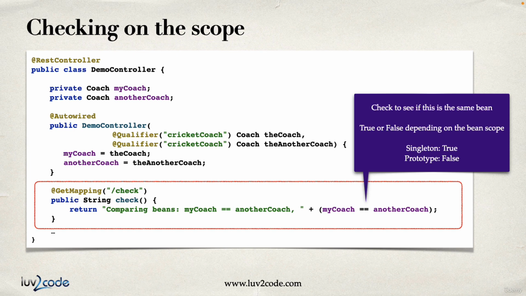For singleton scope, it'll return true because remember singleton is shared and it points to the same bean. If it's prototype scope, it'll return false because with prototype, you get a new instance for each one of them and they won't point to the same item. All right, so this is really good. Let's go ahead and dive into our IDE and let's write the code for this and check out scopes.